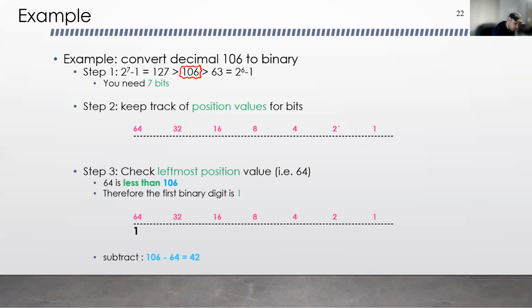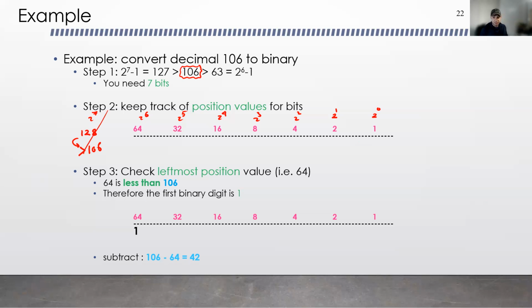So this is 2 to the power of 0, which is 1, 2 to the power of 1, 2 to the power of 2, which is 4, 2 to the power of 3, 8, still less than 106, 2 to the power of 4, 2 to the power of 5, 2 to the power of 6, which is 64, still less than 106, 2 to the power of 7, it's 128. This is greater than 106. So we're gonna exclude it.